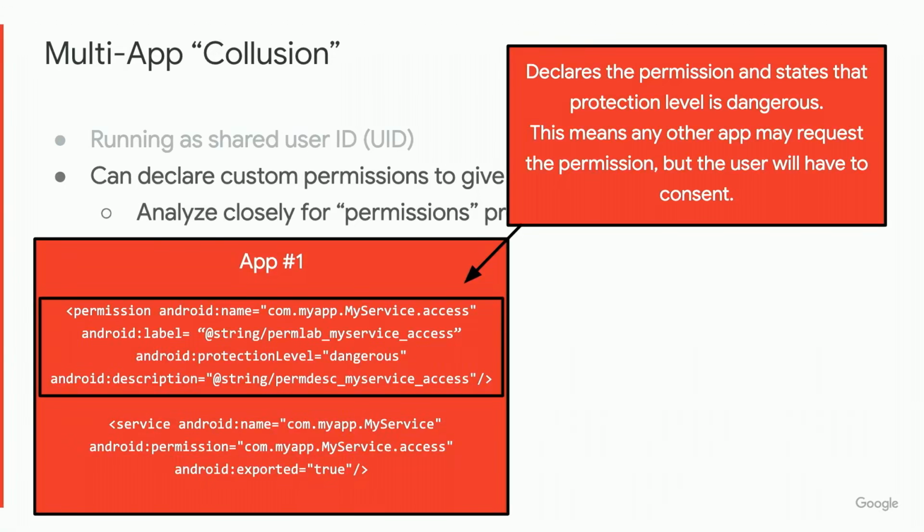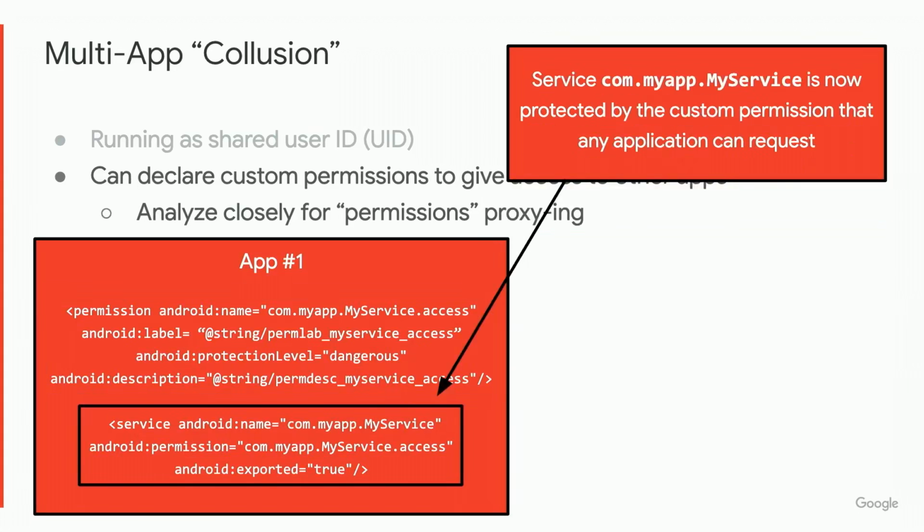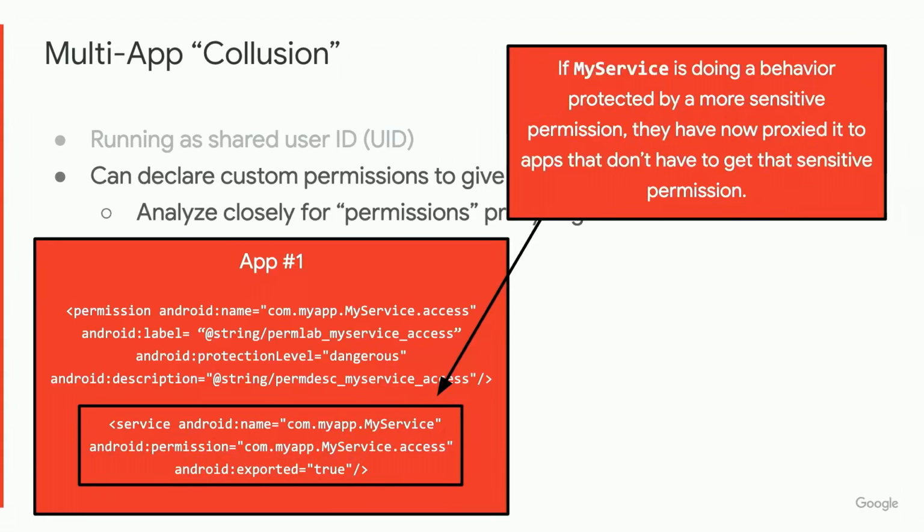By the way, you know it's defining a new permission versus using one is that tag at the beginning says permission rather than uses-permission. So this is defining one. It says the protection level is dangerous, which means any other app on the device may request it. It's not protected by the cert or anything like that. Then we see that the service that this app has is protected by that permission, meaning that any application that wants to interact with that service will need to request this permission.